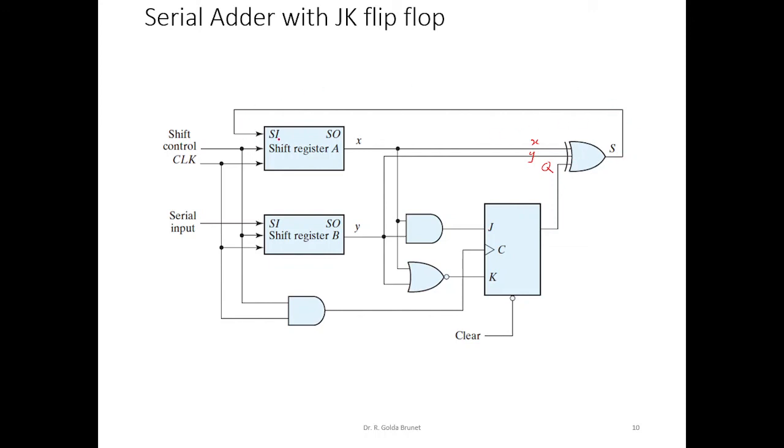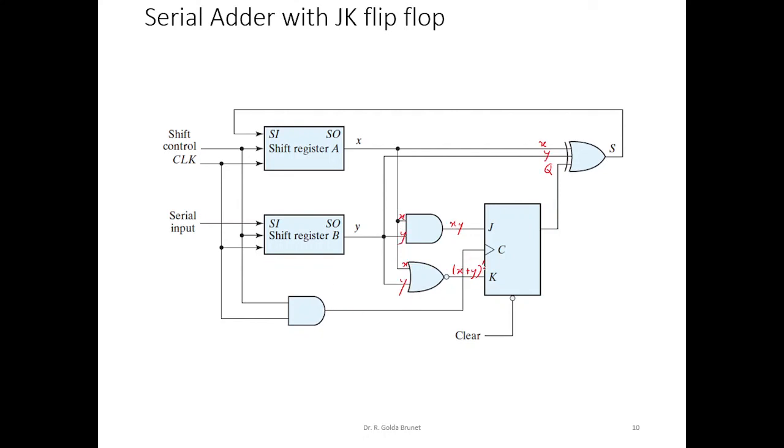which will give you the sum, and that is fed back to the shift register A, and the input to J flip-flop is XY. We get X here, we get Y here, we supply X, Y here, and then X comes here, Y comes here, so (X plus Y) the whole bar comes here for K.